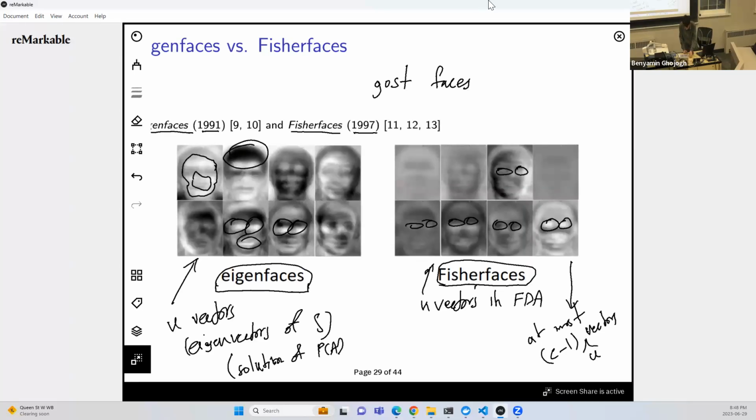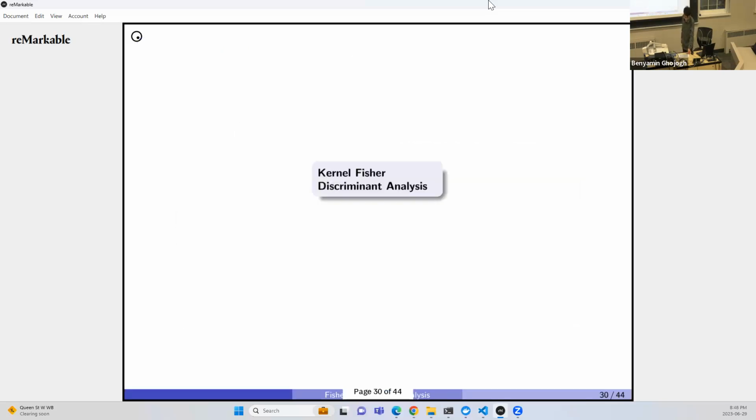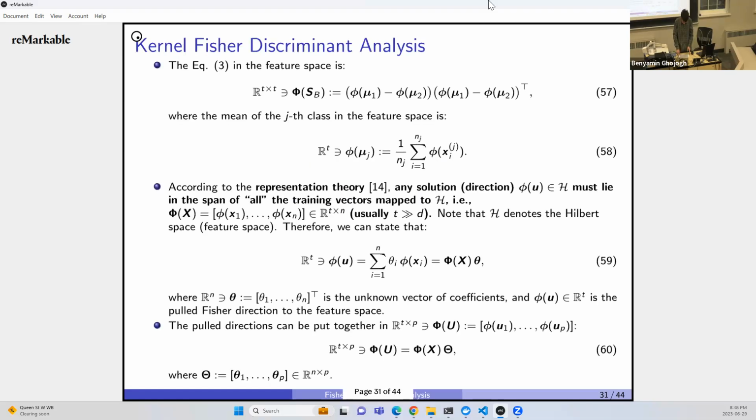Okay, so this was ghost faces. Now kernel FDA. After kernel FDA, we'll have a break.